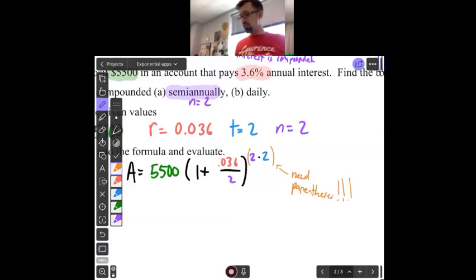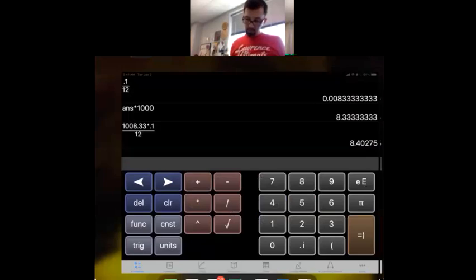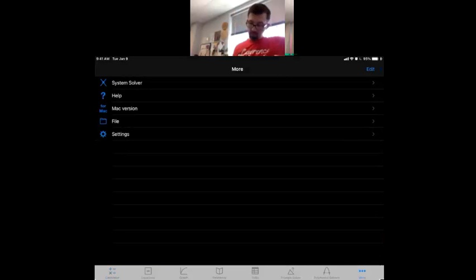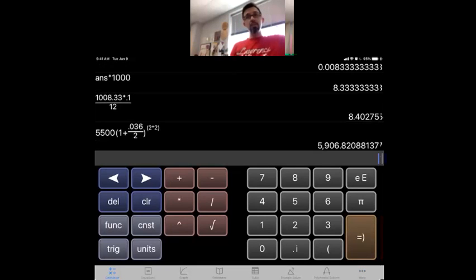Okay, so as I go to type that, 5,500. Other than that, it should look exactly the way we just wrote it. You guys should all be practicing this. Just get that little bit of muscle memory down. Plus 0.036 divided by 2, caret, parentheses 2 times 2, close my parentheses. Hit enter. Ooh, I hit the wrong button. Enter. There's my answer. Okay.